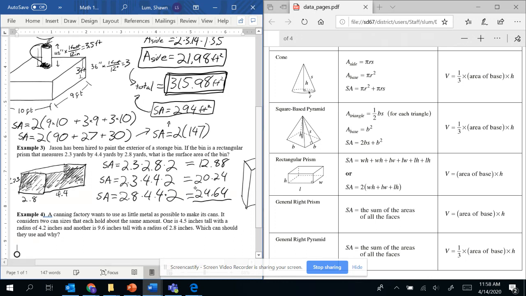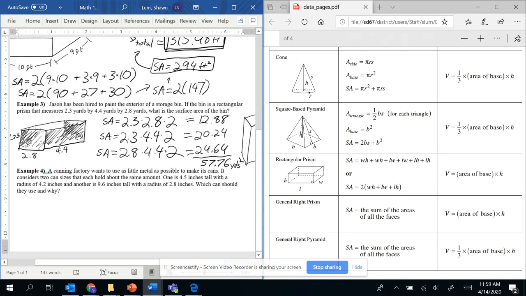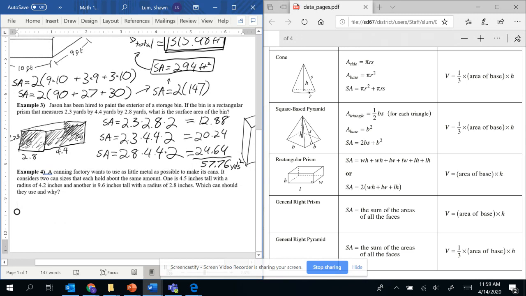Now what I'm going to do is add up all these surface areas of the walls. So 24.64 plus 20.24 plus 12.88 equals, and we get 57.76. Now, since everything is in yards, our answer is also going to be in yards, but it's going to be squared. So square yards. And that is how much surface area he has to paint for this storage bin right here.